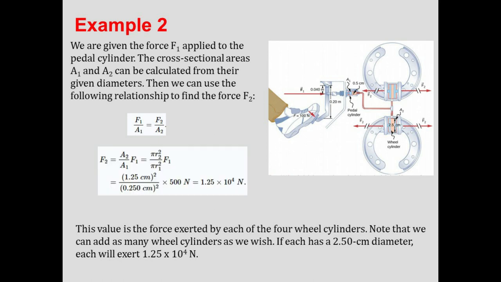The force at each wheel cylinder is 1.25 times 10 power of 4 Newton. You need to note here that the force at each cylinder is 1.25 times 10 power of 4, not divided among all the cylinders. Each wheel cylinder will get the same force. So no matter how many wheels the vehicle has, each will still exert 1.25 times 10 power of 4 Newton. Okay, thank you.